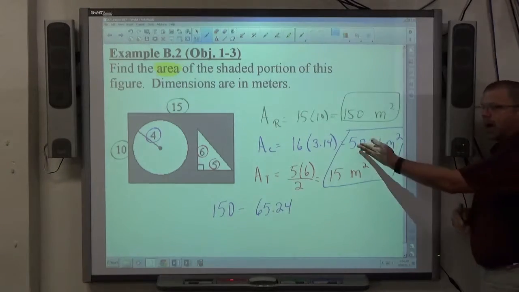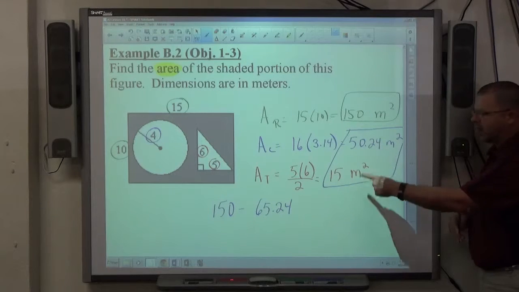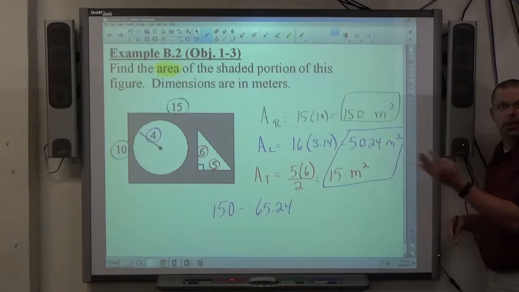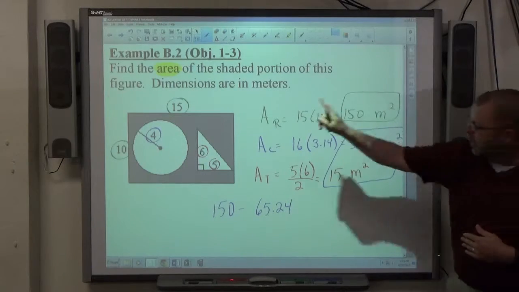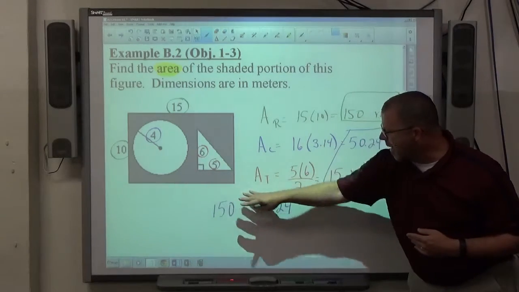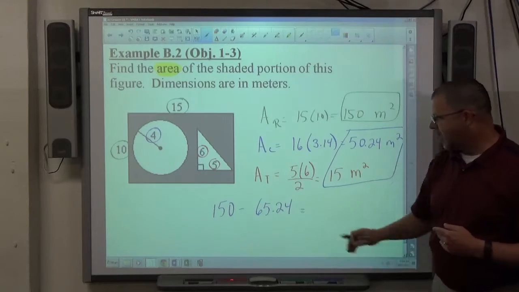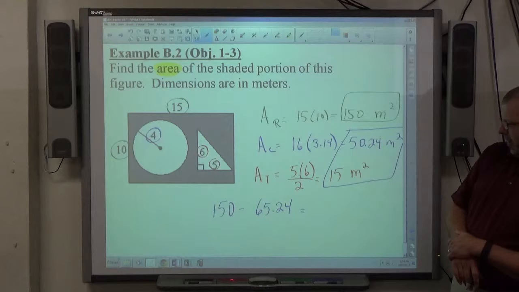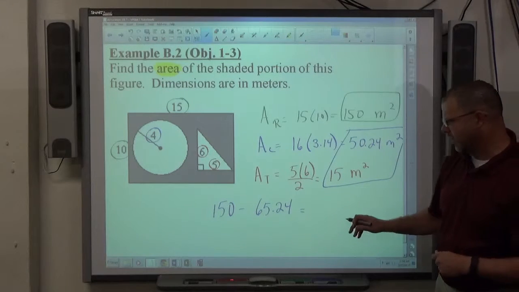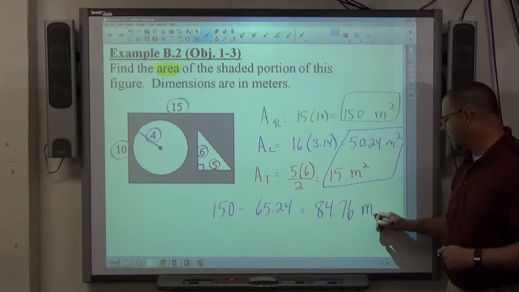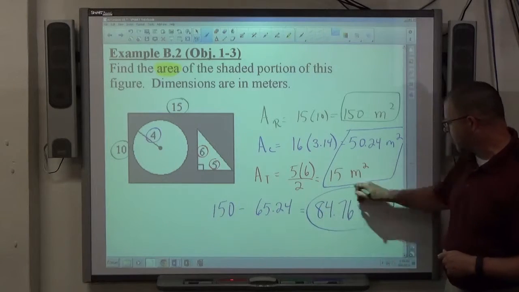I could have done minus 50.24 minus 15. I went ahead and combined these together as one full area, which is a legal way to do it also. Just make sure it's the entire area, the entire rectangle, minus everything that isn't shaded. And that comes out to 84.76. Yeah, that's right. And then again, the unit is going to be meters squared because area is always going to be in square units.